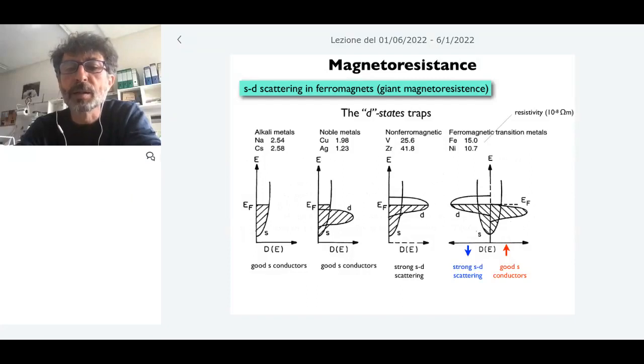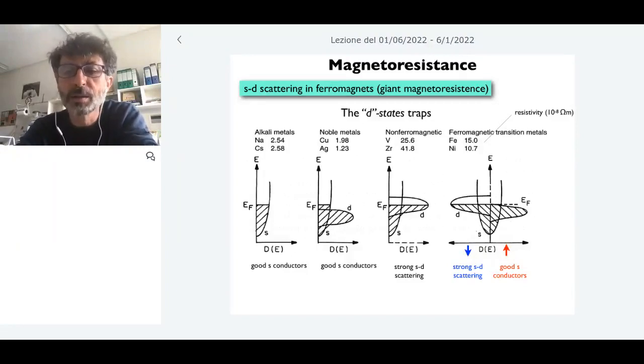We have noble metals, copper, silver, that are very good conductors. Other materials that are alkali metals are not very much used because they are too reactive, but they are also very good conductors. But there are others, elemental materials of the transition metals, that are non-ferromagnetic and are not very good conductors. Vanadium, zirconium, they conduct electricity very badly. And the same is true for ferromagnets.